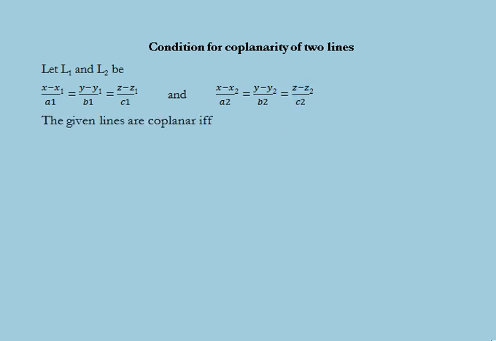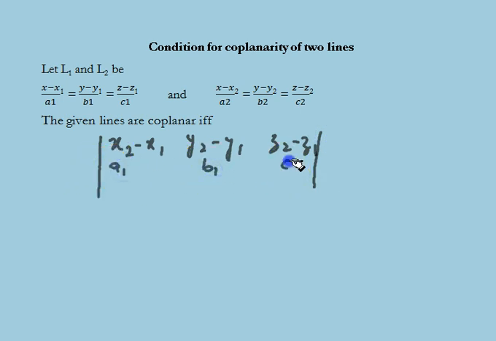The given lines are coplanar if and only if the determinant whose first row is x2 minus x1, y2 minus y1, z2 minus z1, the second row is a1, b1, c1, and the third row is a2, b2, c2, has a value equal to 0. If the value of this determinant is equal to 0, then the given lines are coplanar.